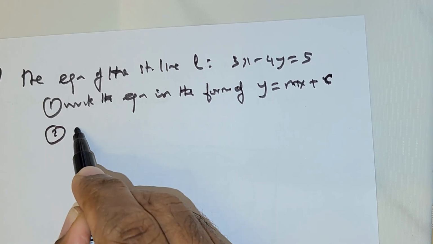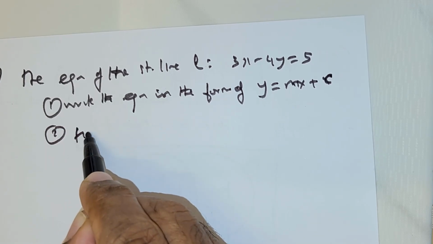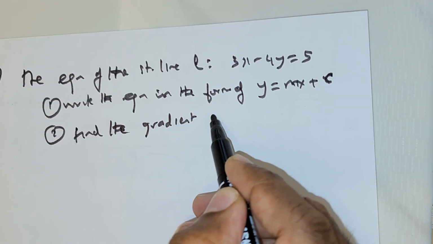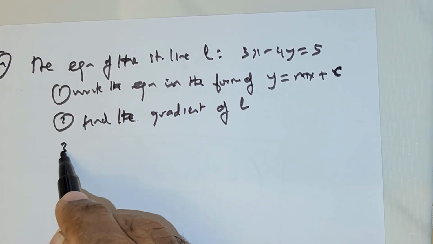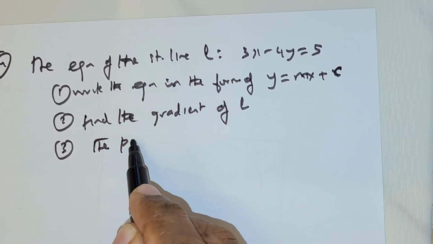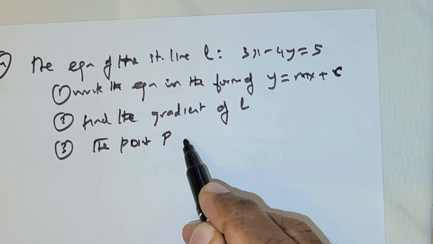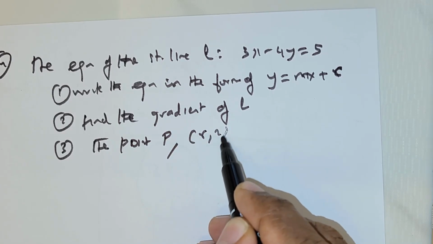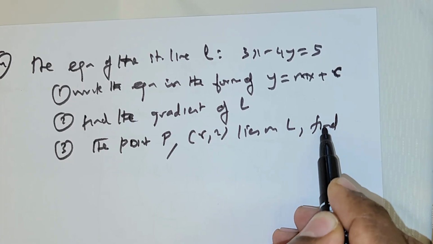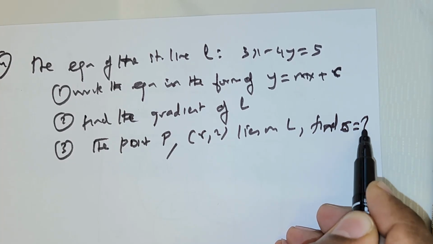Question number 2: find the gradient of L. Question number 3: the point P given as (r, 2) lies on L. Find the value of r.